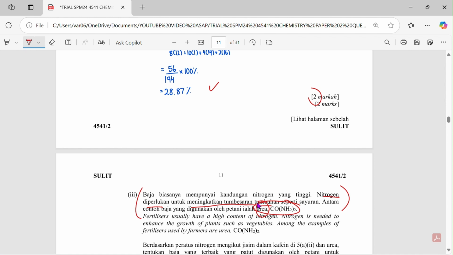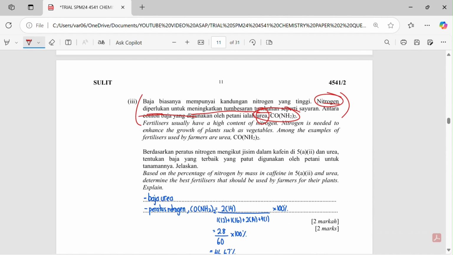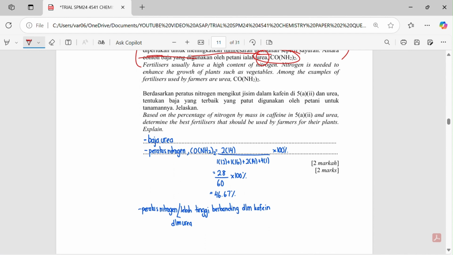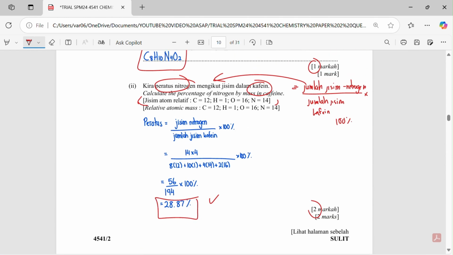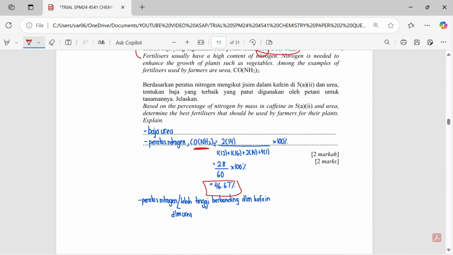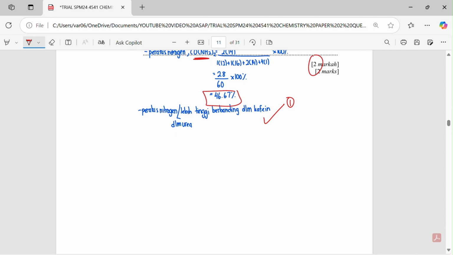Why? Again, you come back to the statement because they say nitrogen is good for pembesaran. The higher the nitrogen, the better it is. So based on the calculation, you see peratus nitrogen in urea is 46.67, higher than caffeine, right? So peratus nitrogen dalam urea lebih tinggi. Okay, 1 mark here and 1 mark here. Done. 2 marks. Very simple.